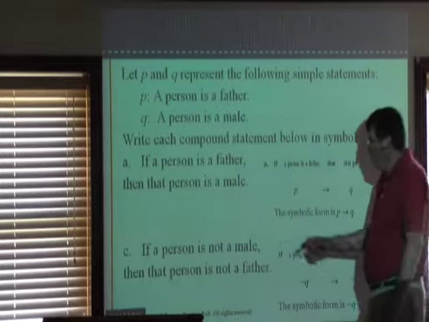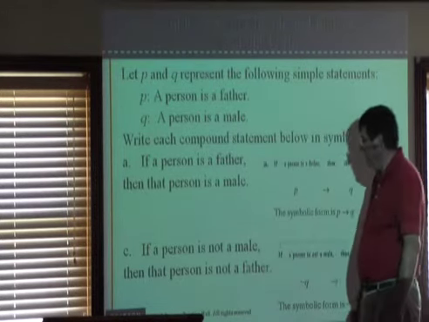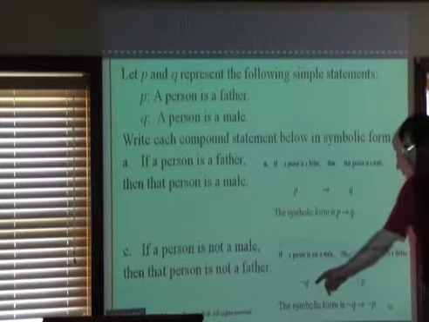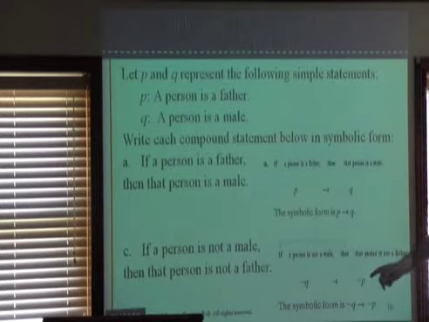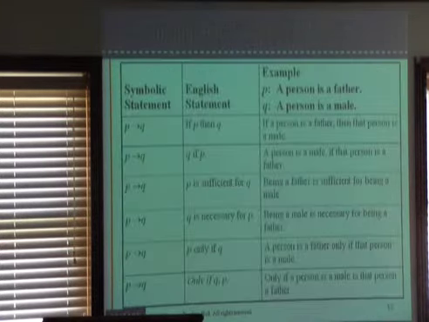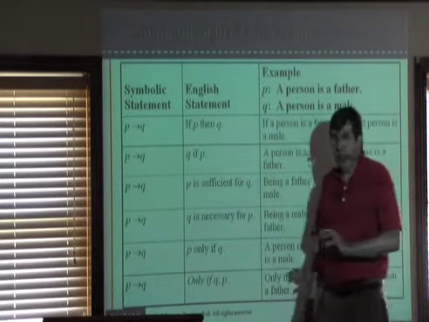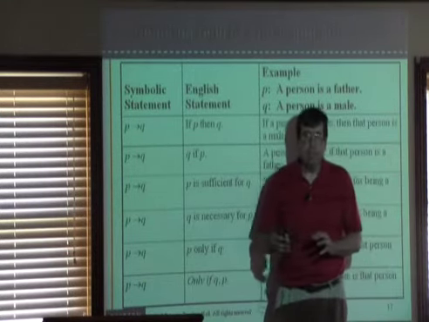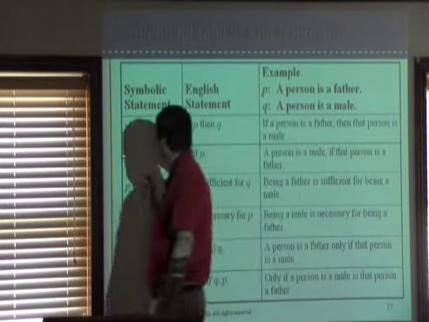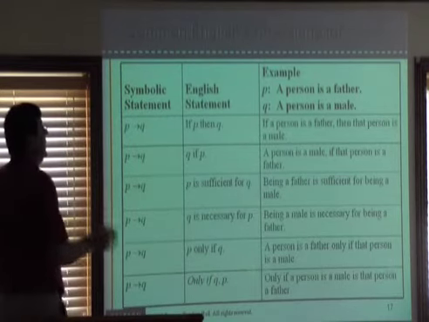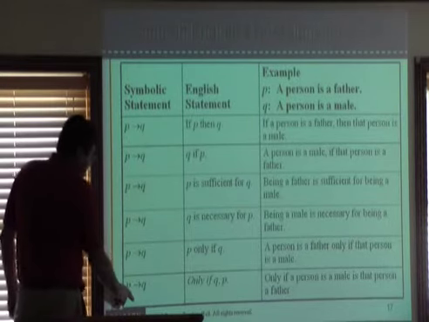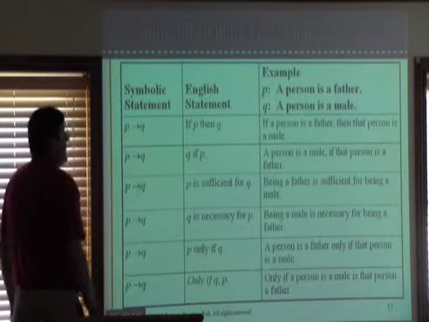Okay? If a person is a male, then that person is not a father. Doesn't make any sense, but if a person is not a male, not Q, then not P. Not Q implies not P. All right, so just like we had different ways of expressing the idea of an and, here we have different ways of expressing the idea of a conditional statement, an if-then statement. Notice all of these are the same, but we could say it different ways.